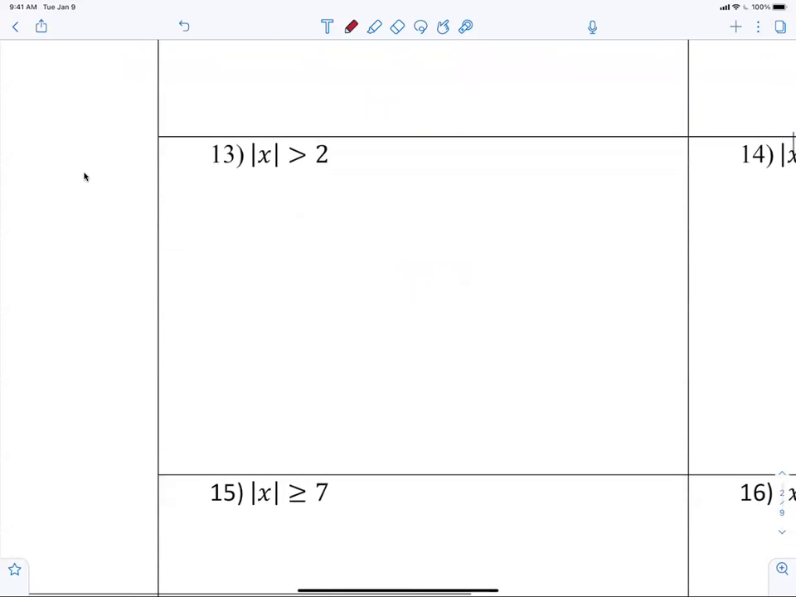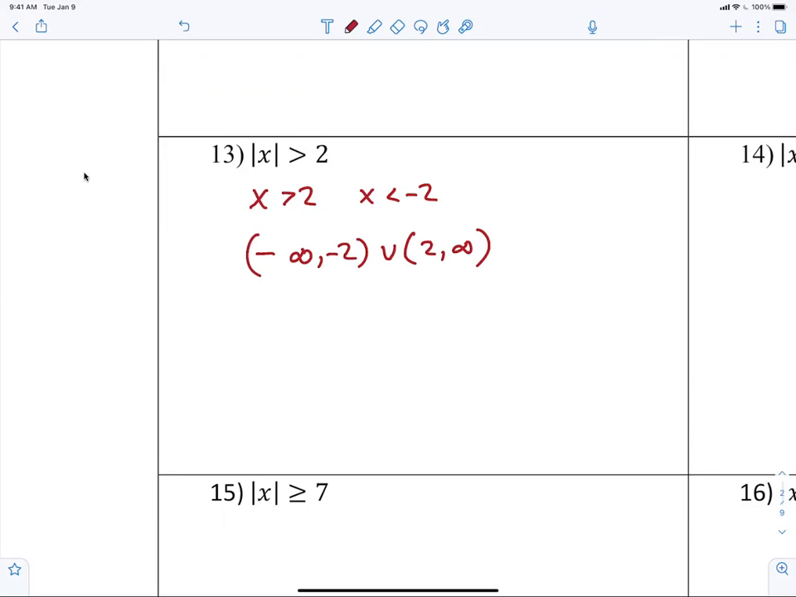Okay, number 12. So again, practice writing. You see absolute value. You know you need how many solutions? 2 solutions. So we say x greater than 2, x less than negative 2. So if I'm greater than 2 and less than negative 2, I'm going in opposite directions. So you would say negative infinity to negative 2, union 2 to infinity.